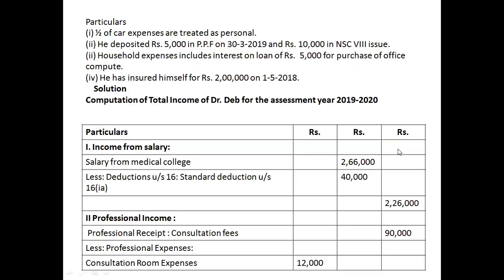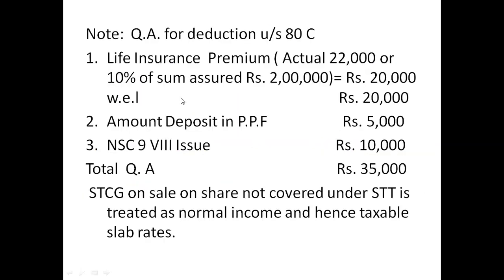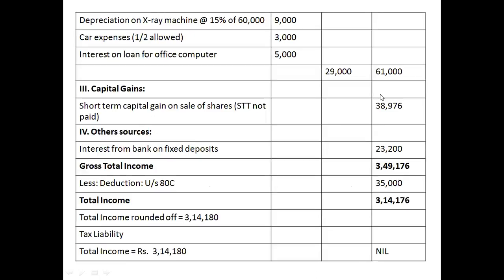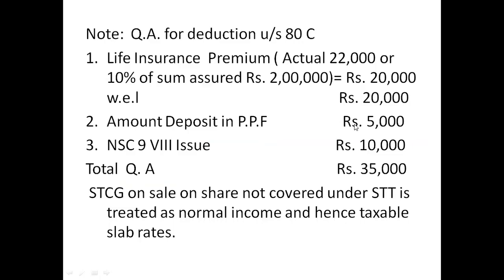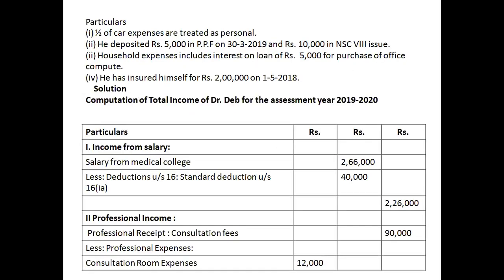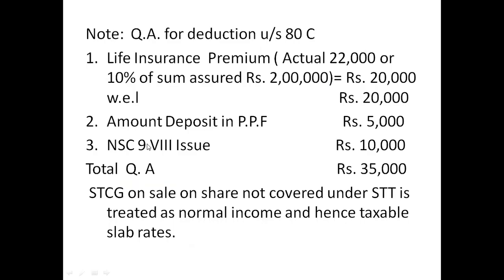Yes, 22,000 rupees. See here, when we talk about the computation, the rule says actual 22,000 rupees or 10% of sum assured of 2 lakh rupees, whichever is less. When you compare these two, you will get 20,000 rupees. That will be your life insurance. And PPF they have given in the adjustment, so 5,000 rupees we have to write, which comes under 80C. So we have taken the PPF deposit as 5,000 rupees, and then we have NSC, National Savings Certificate, 8th issue amount is 10,000. So we are taking NSC 8th issue 10,000 rupees.